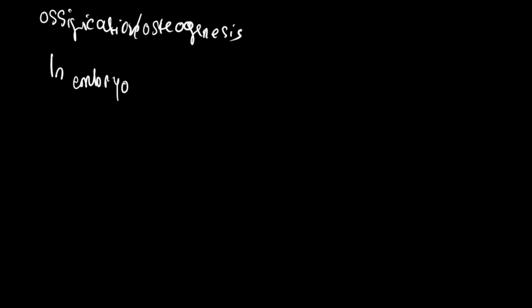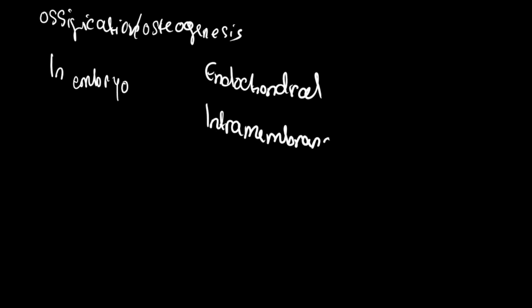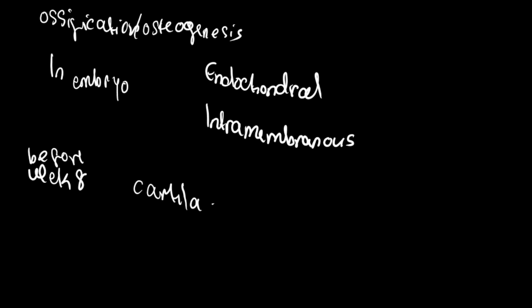Now there are two types of ossification that we'll be considering in this video. These are endochondral ossification as well as intramembranous ossification. It's also very important for us to take note of the fact that before week 8 in the embryonic life, the skeletal framework of the embryo is basically made of cartilage and fibrous connective tissue membrane.